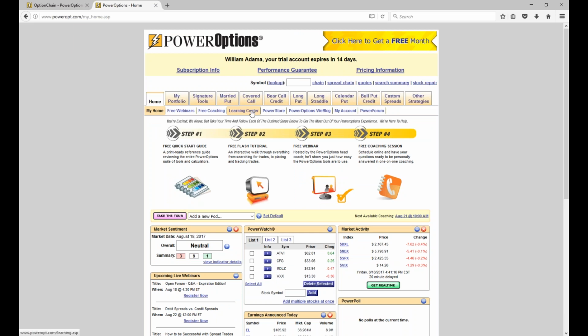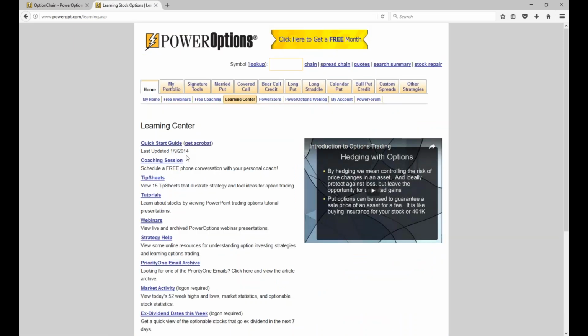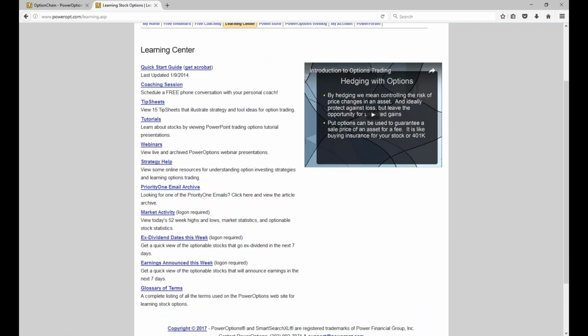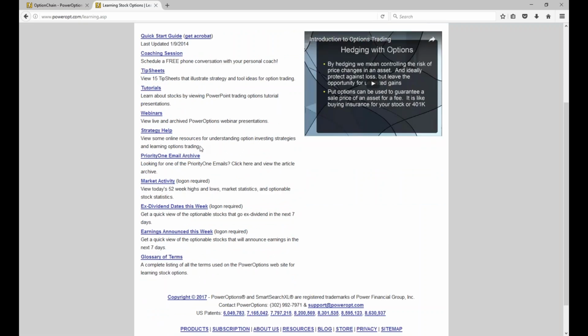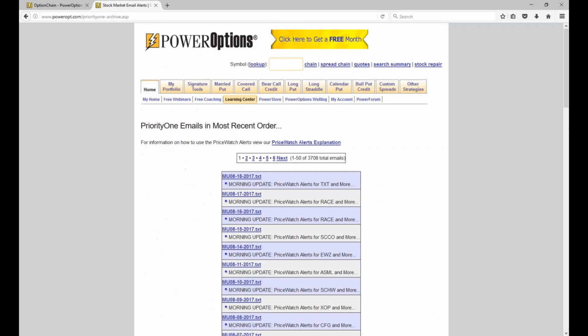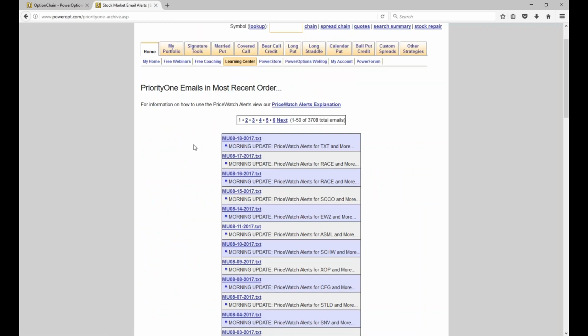I'm going to go to Learning Center. And here we have things, our quick start guide, where you can schedule a coaching session as a trial member or a subscriber, the various tip sheets, tutorials, webinars, which you can access directly. I need to go to Priority 1 Email Archive. And what is this? These are the archive listings of what we call the Morning Update / PriceWatch Alerts.